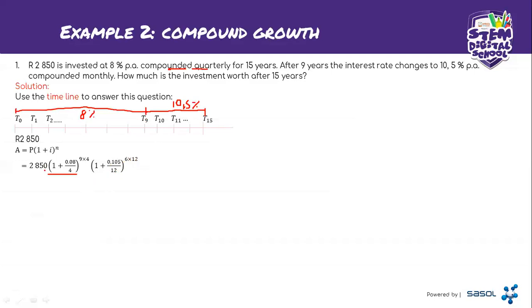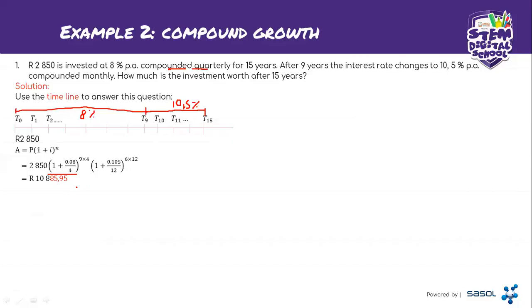Then you just take your calculator, you press everything as it is, then you're going to get the answer, which is 10,885.95, right? So that is the answer that we are getting after 15 years. So that's how you should calculate when you are having two different interest rates.